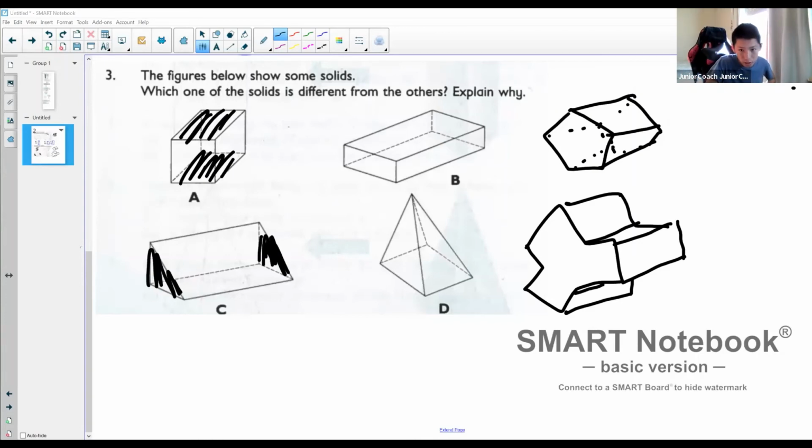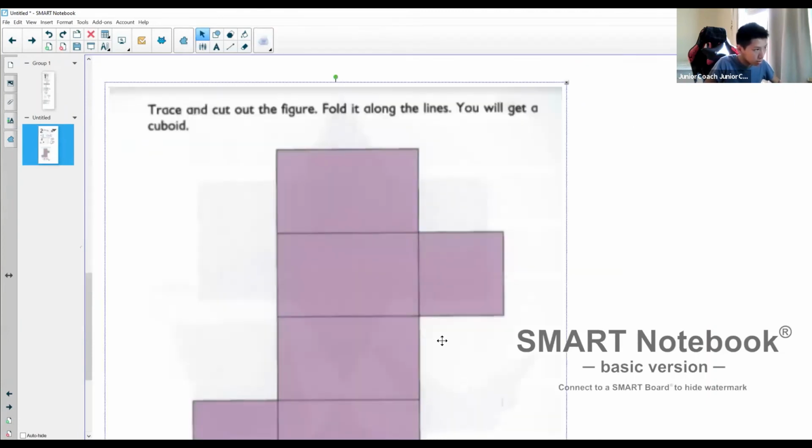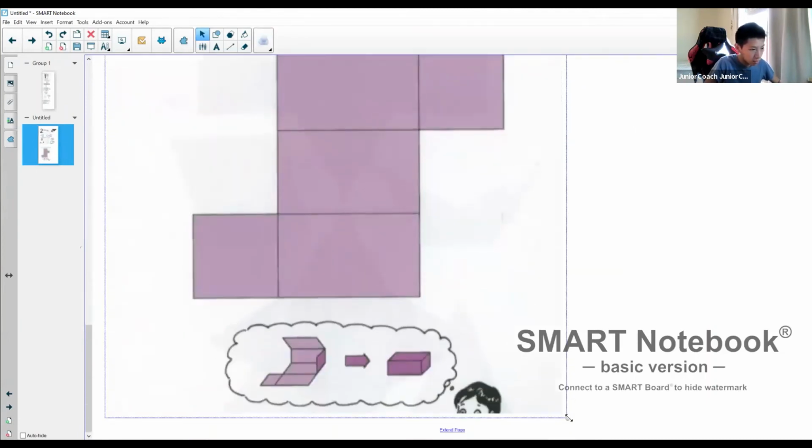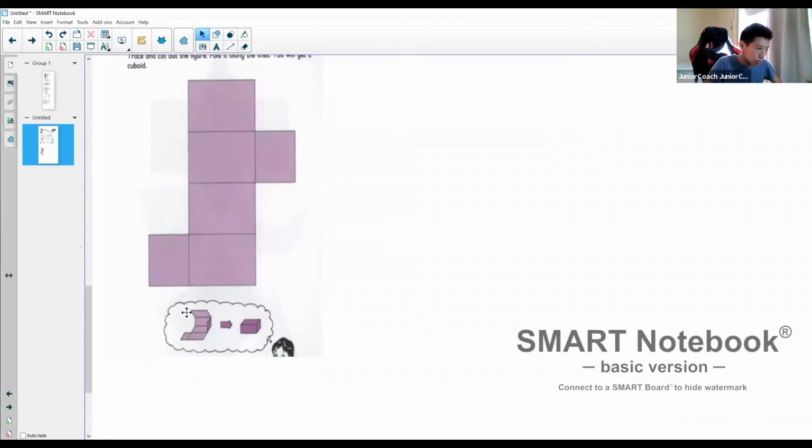And now we are going to talk about some nets. Nets are quite related to this. And I'm gonna start off by showing an example, okay? So I have no question to ask you. I just want to show you. This is called a net. A net is a 2D object, okay? And you can fold it up, right? You can fold it, as you can see down here. This thing here. You can fold it into a 3D shape.